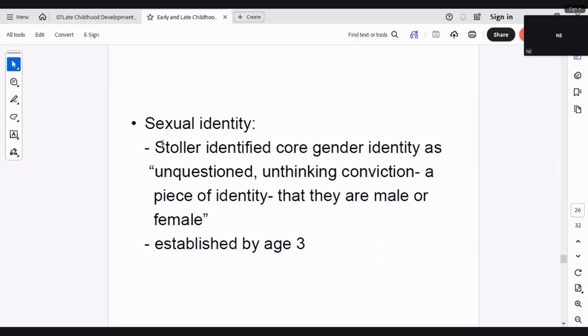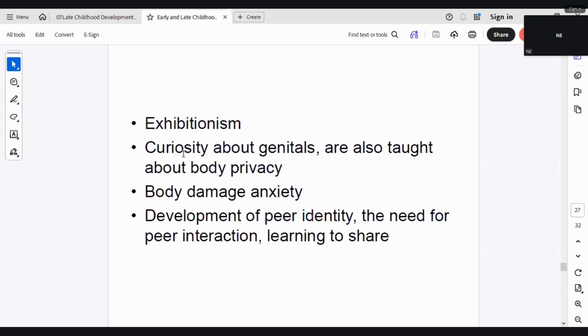The development of the self and object relations. When we look at sexual identity, which is established by age 3, it is this unquestioned, unthinking conviction that they are male or female. So it's without a doubt. They know for a fact that I am a boy, I am a girl. This is by age 3.